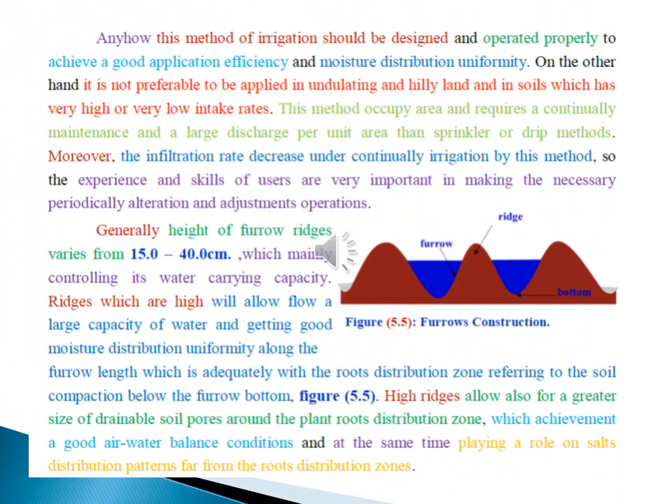Furrows should be designed and operated properly to achieve good application efficiency and moisture distribution in furrows. This method occupies area, requires continual maintenance, and needs a larger discharge drainage area than the sprinkler or drip method. Moreover, the infiltration rate decreases under continual irrigation by this method, so the experience and skills of users are very important in making the necessary periodic irrigation and adjustment operations. Generally, the height of furrow beds varies from 15 up to 40 cm, which mainly controls its water carrying capacity, as shown in the enclosed figure.